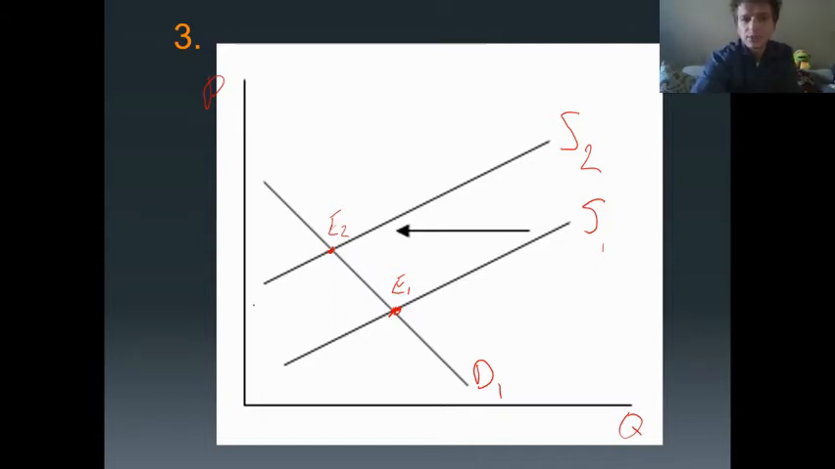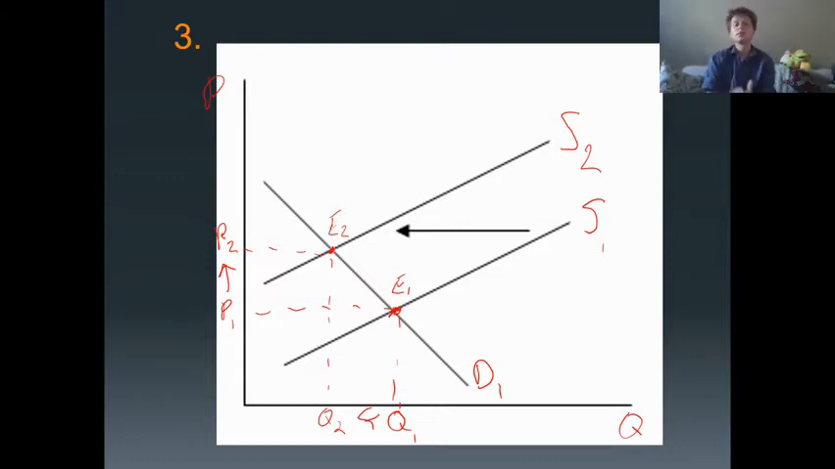So what happened to our equilibrium price and our equilibrium quantity? Well, this is our original equilibrium quantity and price. This is our new equilibrium quantity and price. So price increased here, quantity decreased. So when you have a decrease in supply, price increases and quantity decreases.